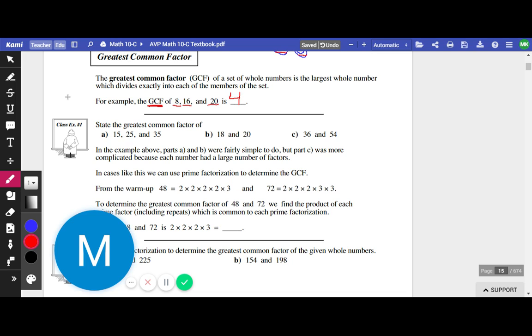And I can do that one just by looking at it because they're small numbers. I'm like, well, what divides into 8? What divides into 16? What divides into 20? And I just take the biggest one that all of them share. That's a GCF. So looking, we could do a couple more. If I look at 15, 25, and 35, and I say, what's the GCF? The biggest number that would divide into all of those would be 5.